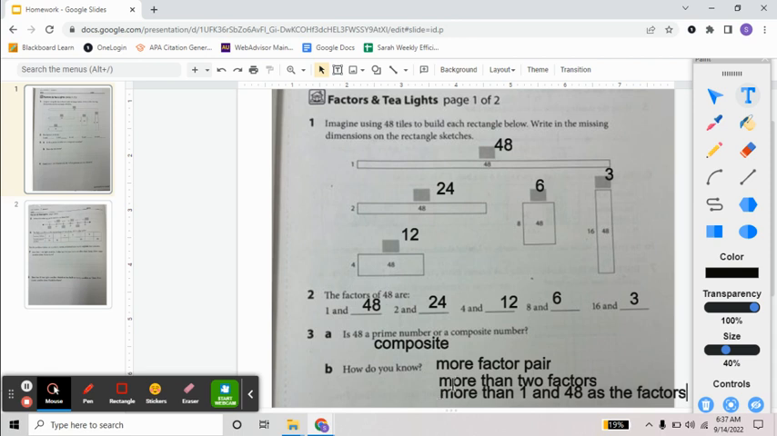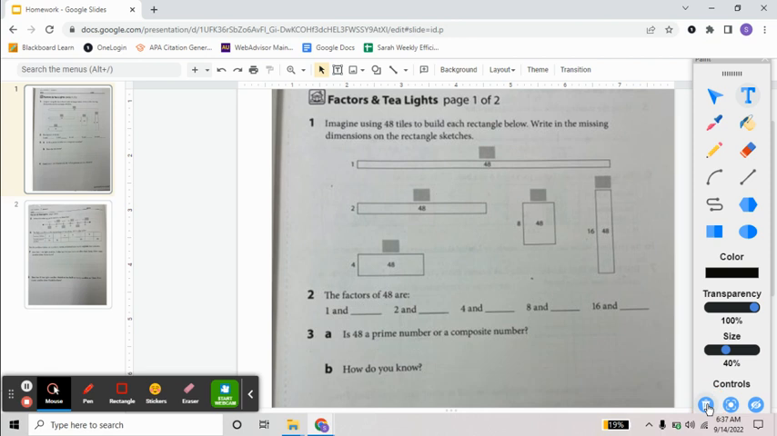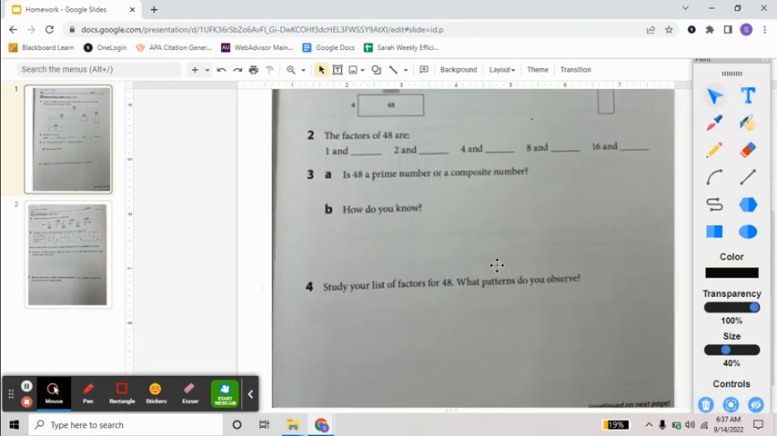So go ahead and pause the video if you need to catch up. I'm going to go ahead and delete this and then scroll down so we can go to number 4.